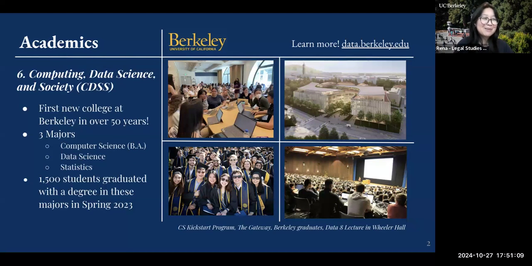I think you can guess by the name what the difference might be between them. But again, make sure you're reading and figuring out exactly what you want to study, because those applications are to two different colleges. Our first graduating class was in spring 2023, and about 1,500 students graduated, including one of my close friends.